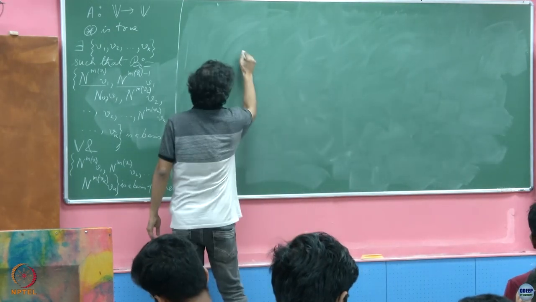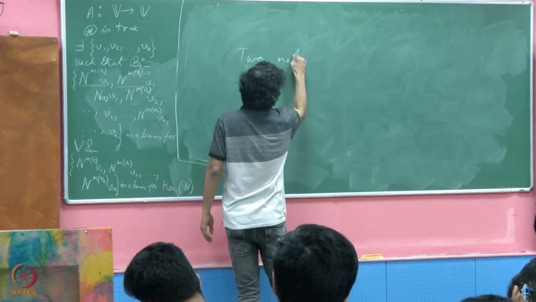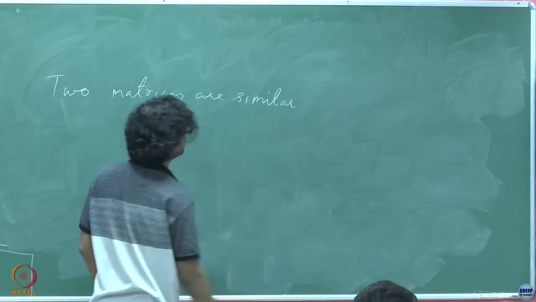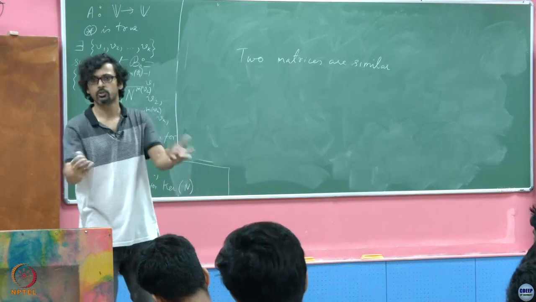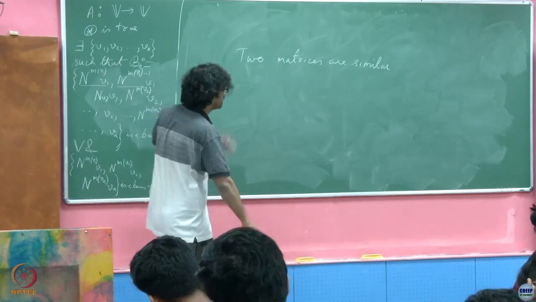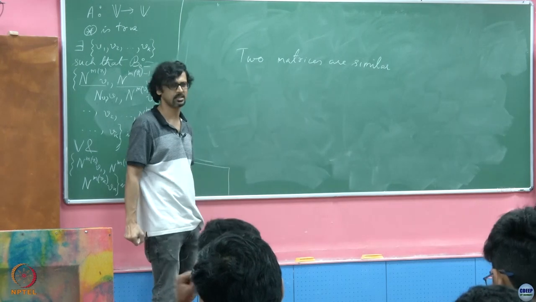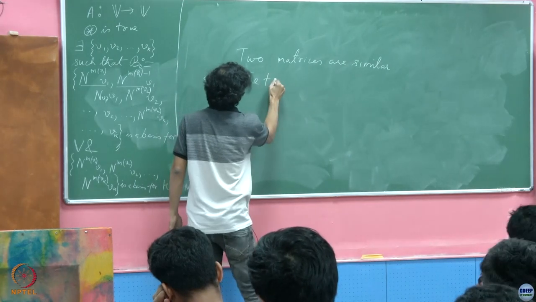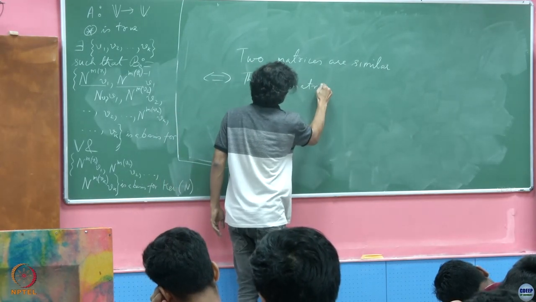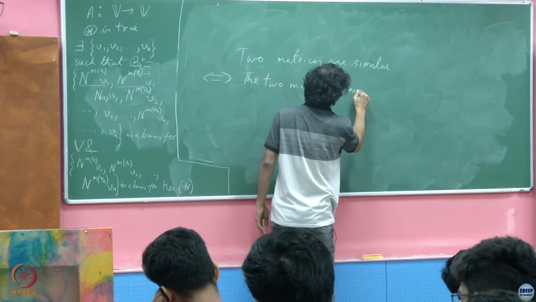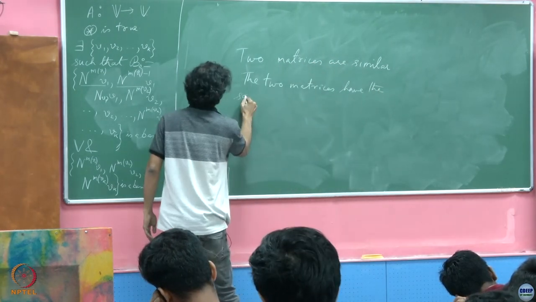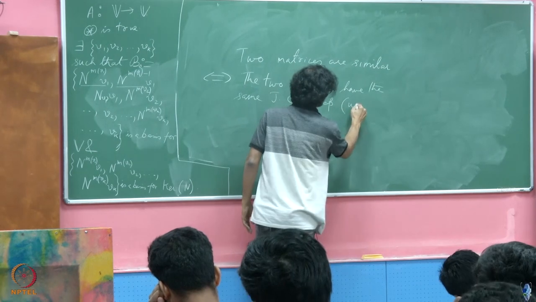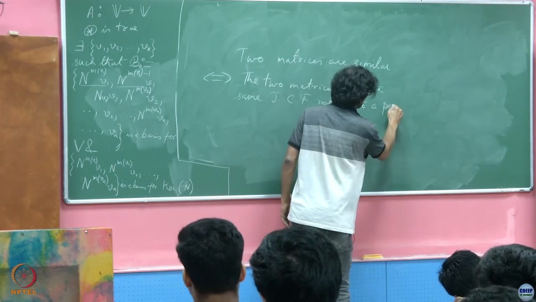So two matrices are similar. I hope you understand what similar means. Similar means subject to a change of basis. So two matrices are similar means, of course, their characteristic polynomials are the same, their eigenvalues are the same, everything is the same, right? It's implied by and implies that the two matrices have the same Jordan canonical form representation, of course, up to a permutation.